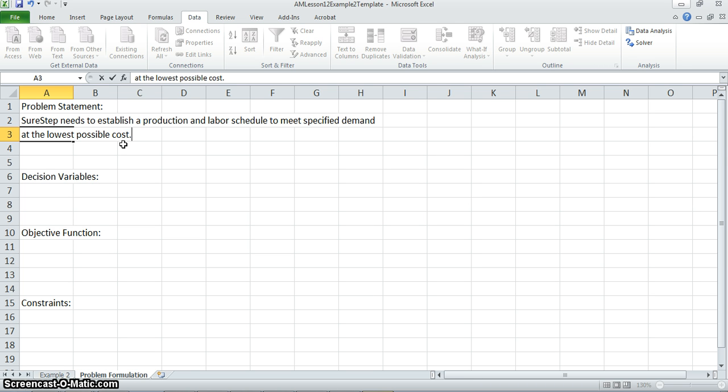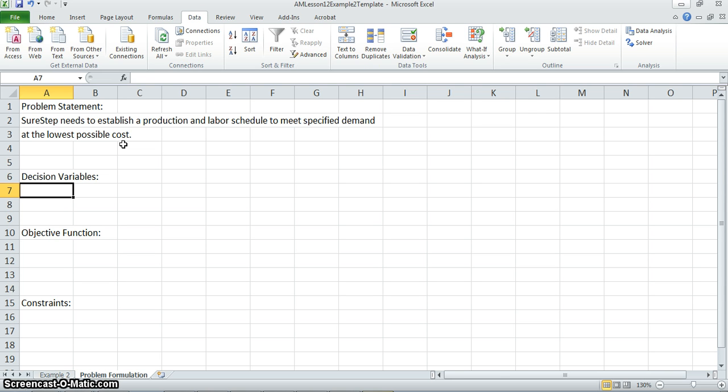The problem statement will simply be that SureStep needs to establish a production and labor schedule to meet specified demand at the lowest possible cost. If we wanted to, we could add a sentence that took into consideration some of the other constraints in the problem, but this should be sufficient for now.